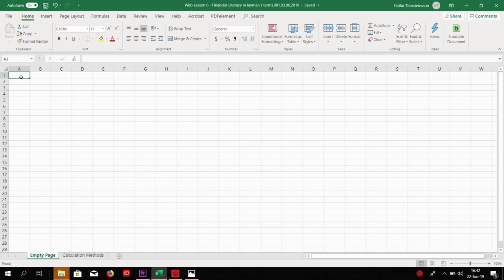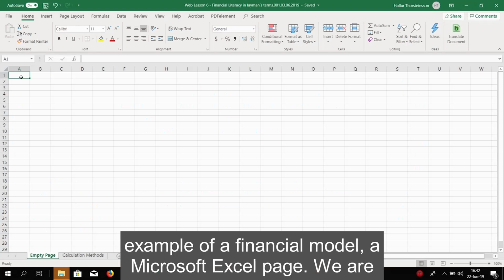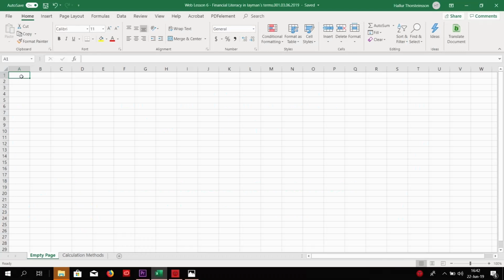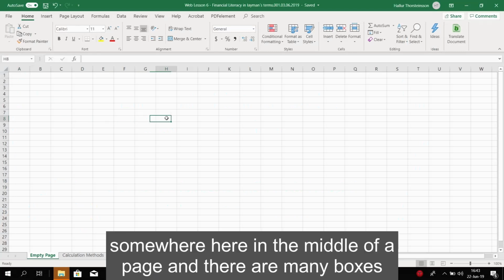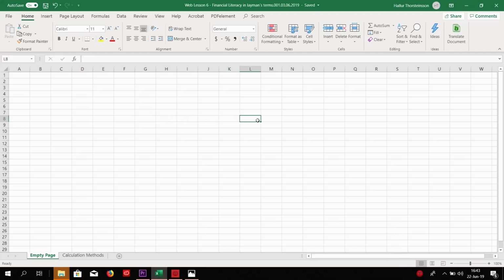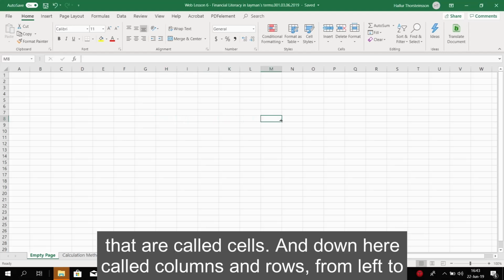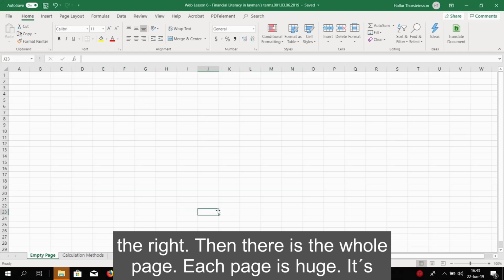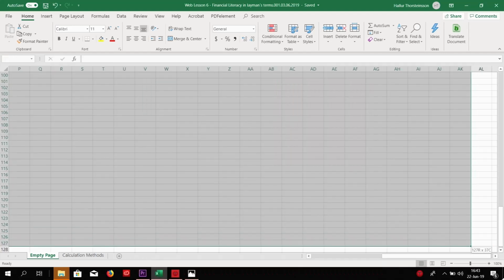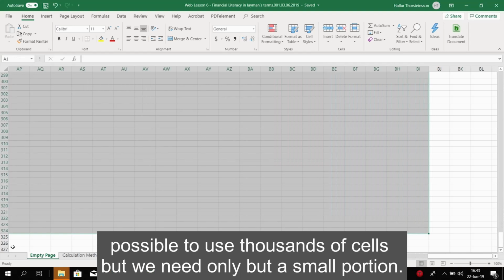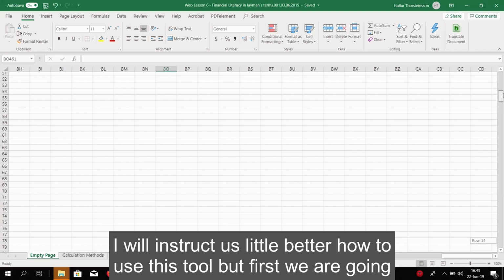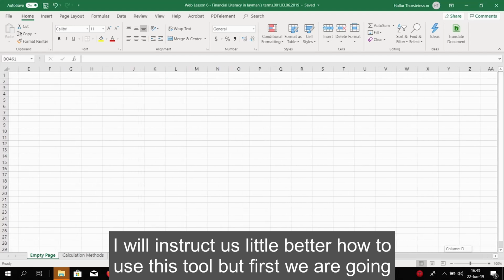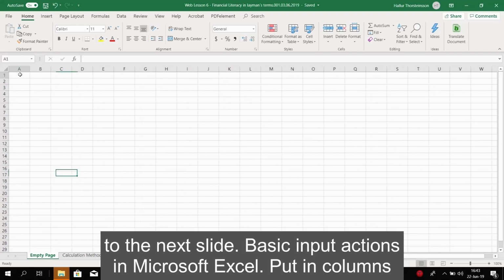Now we're going to examine an example of a financial model on a Microsoft Excel page. We are somewhere here in the middle of a page, and there are many boxes that are called cells, and down here called columns and rows, from left to the right. Then there's the whole page. Each page is huge. It is possible to use thousands of cells, but we only need a small portion. I will instruct us a little better how to use this tool, but first we're going to the next slide.